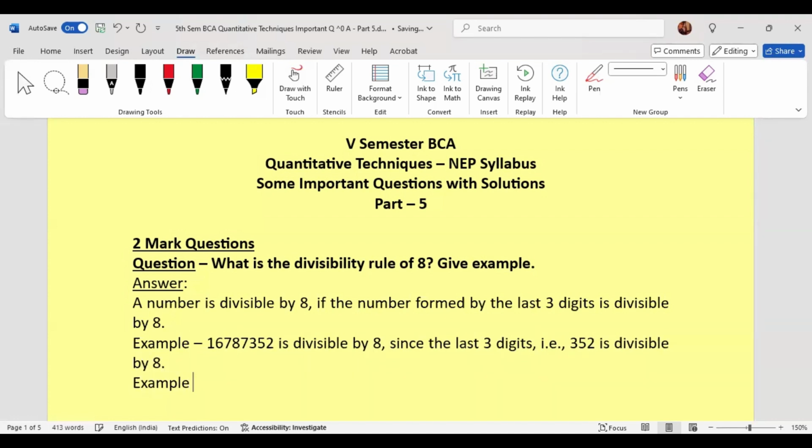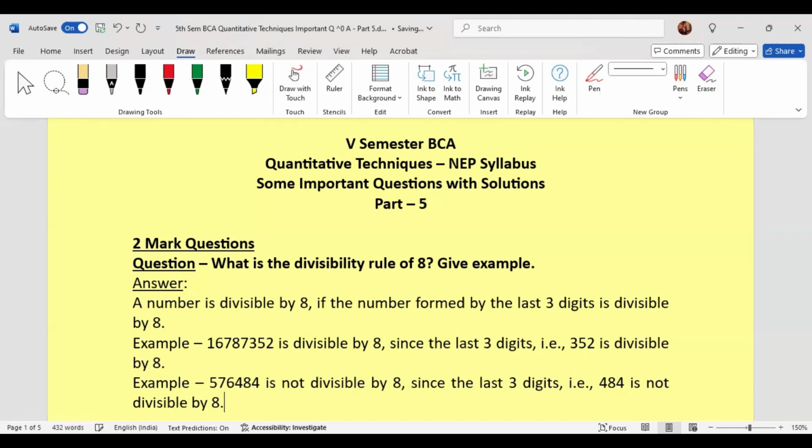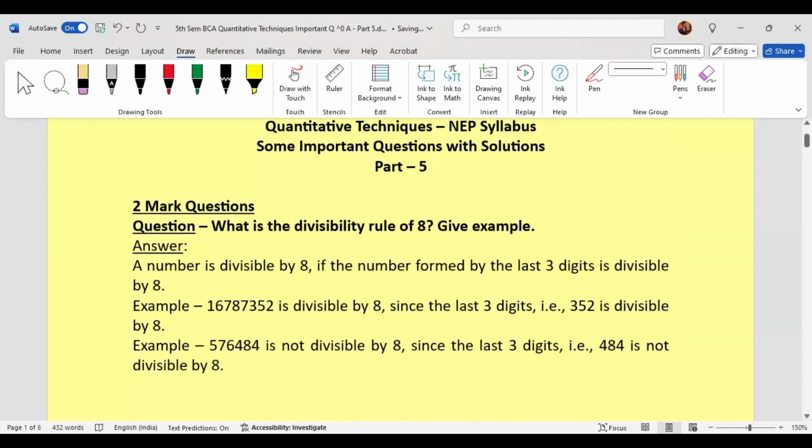Another example, which is not divisible: the number 576484 is not divisible by 8 since the last 3 digits, that is 484, is not divisible by 8. So that is the definition, or you can say the test for divisibility of 8. We'll move on to the next question.